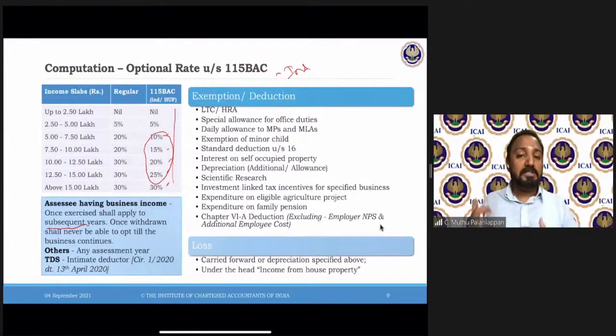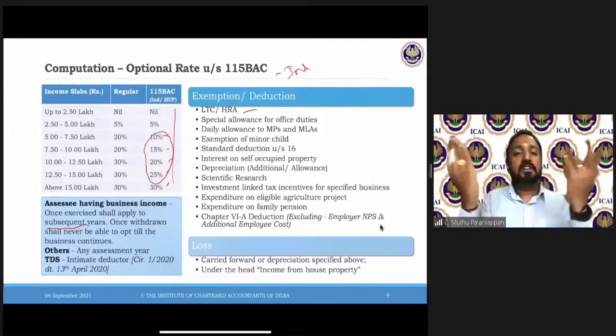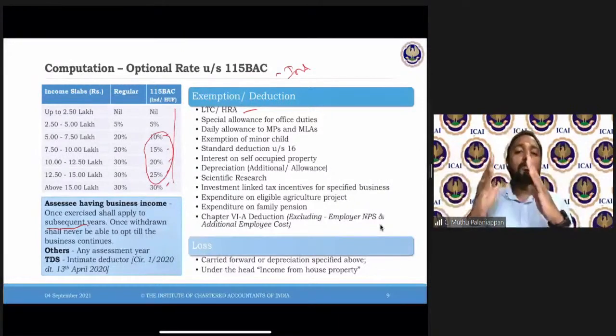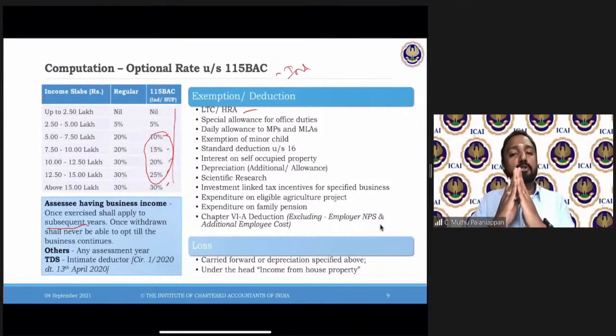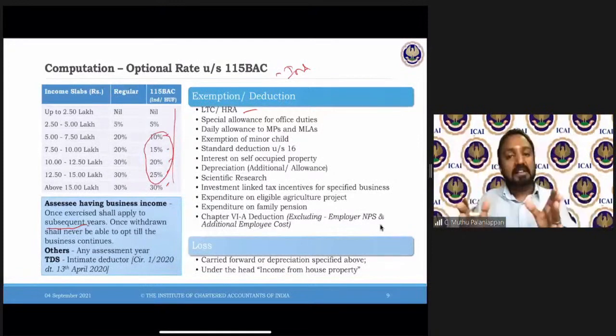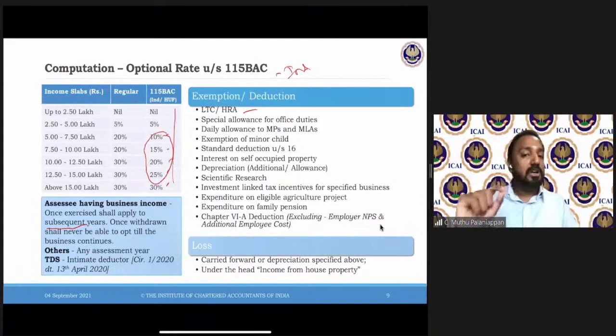So what are the things you are specifically not allowed? Leave travel allowance and HRA, so you can't compute how much is exempt. There is no 'I live in Chennai, I live in Mumbai, so 50% of my HRA, 50% excess of rent paid over 10%.' Whichever limit applies, nothing needs to be computed. Similarly, for leave travel allowance, you need not compute any number of days and calculate how much is exempt. If you want to choose the optional rate, whatever you have received as leave travel allowance and house rent allowance is fully taxable. There is no exemption. The section 10 exemptions for leave travel allowance, house rent allowance, and special allowance for office duties are not allowed under the new provision of 115BAC.